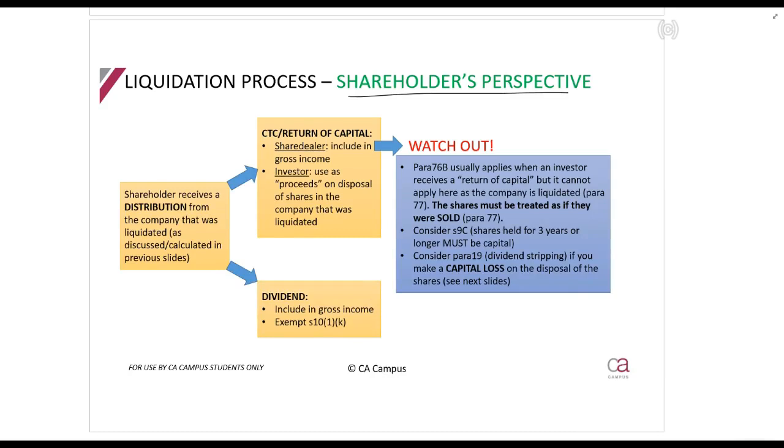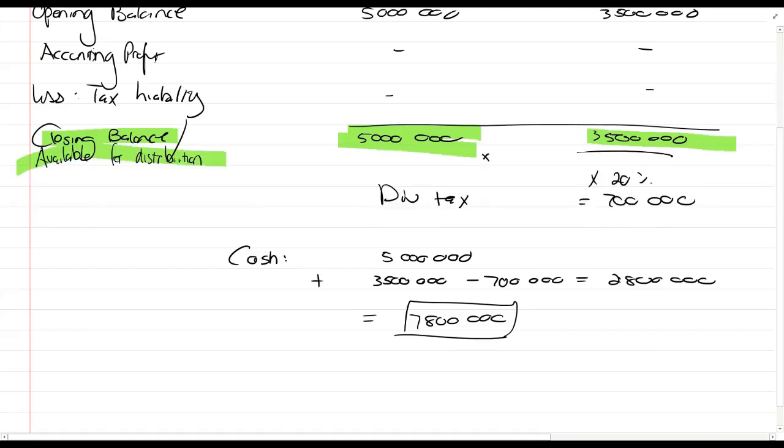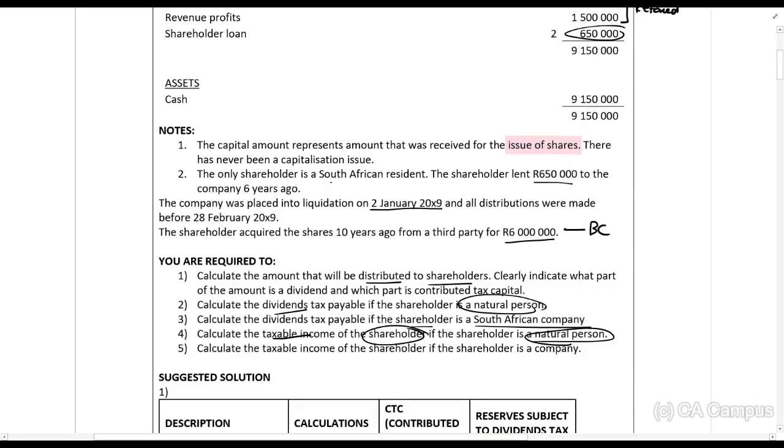The next part that we now do is the contributed tax capital part. Now remember, paragraph 77 tells us that you must treat it as if the shares were sold. In this case, is this shareholder a share dealer or investor? He's an investor because he purchased it a long time ago. There's nothing that indicates it is in the production of income. So the investor will use the proceeds on the disposal of the shares, the contributed tax capital for that amount. So what is the contributed tax capital? 5 million rands. The question tells you the shareholder acquired the shares for 6 million rands from a third party.